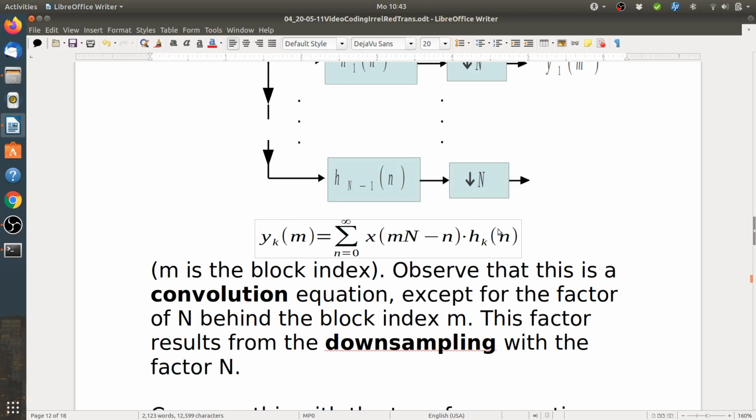Yeah, and each subband is a convolution, and here you can see Mn contains the downsampling, because we only keep every nth sample, which means we get one sample for each block for each subband. So observe that this is a convolution equation here, except for the factor of capital N behind the block index. So this is the downsampling. This factor results from the downsampling with a factor capital N.